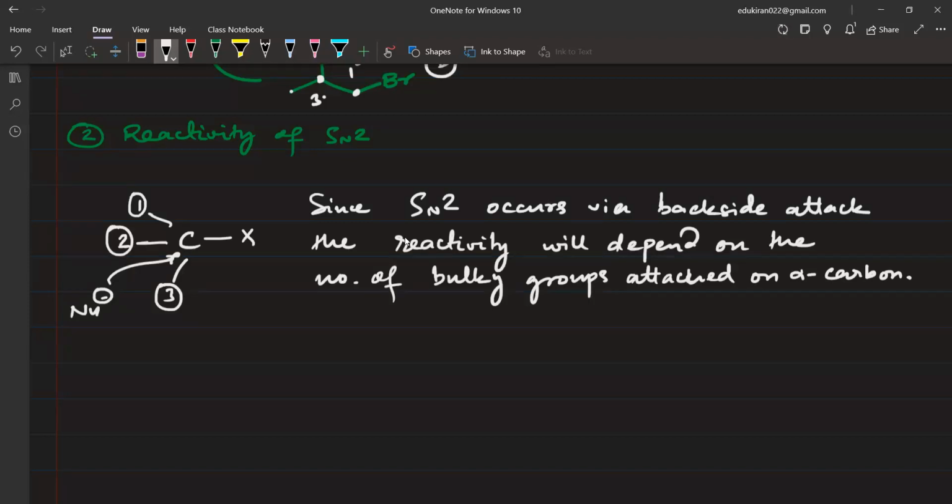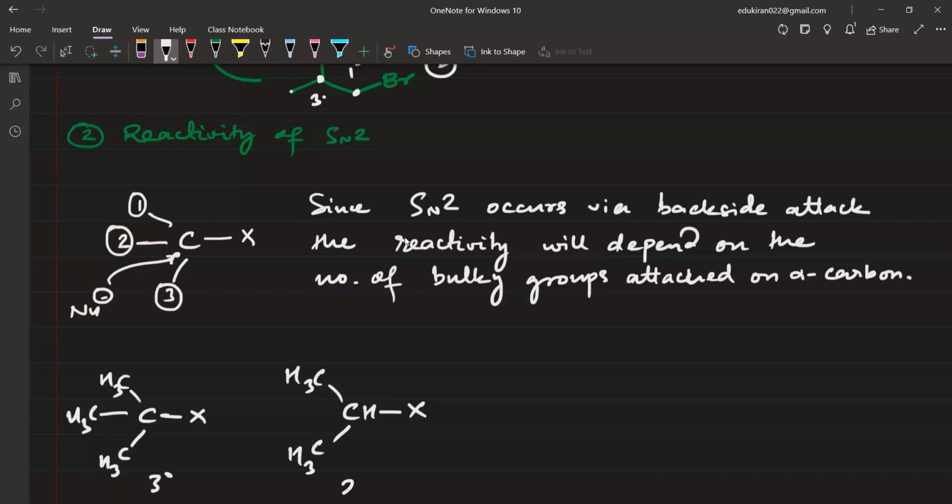So if you see here, we have, let us suppose, carbon with CH3, and one more CH3, and then attached to a halogen atom like this. So obviously the attack of nucleophile is going to be very difficult for this. And this is what? This is 3 degree. And if you look at 2 degree carbon, which is having CH bonded to halogen atom, and it is having 2 bulky groups, CH3 and one more CH3. Now this is 2 degree carbon, the attack will be much easier.